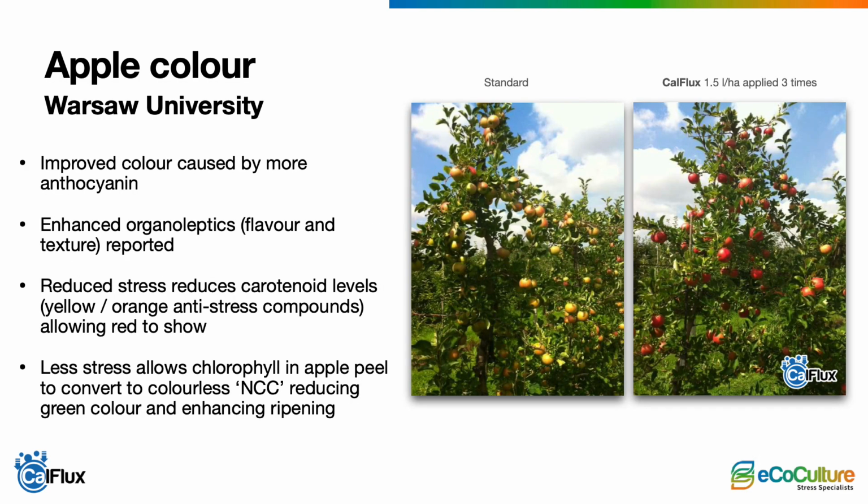Apple color, Warsaw University: improved color caused by more anthocyanin. Enhanced organoleptics, flavor and texture. It was reported that reduced stress reduces carotenoid levels, the yellow-orange anti-stress compounds, allowing red to show. Less stress allows chlorophyll in apple peel to convert to colorless NCC, reducing green color and enhancing ripening.